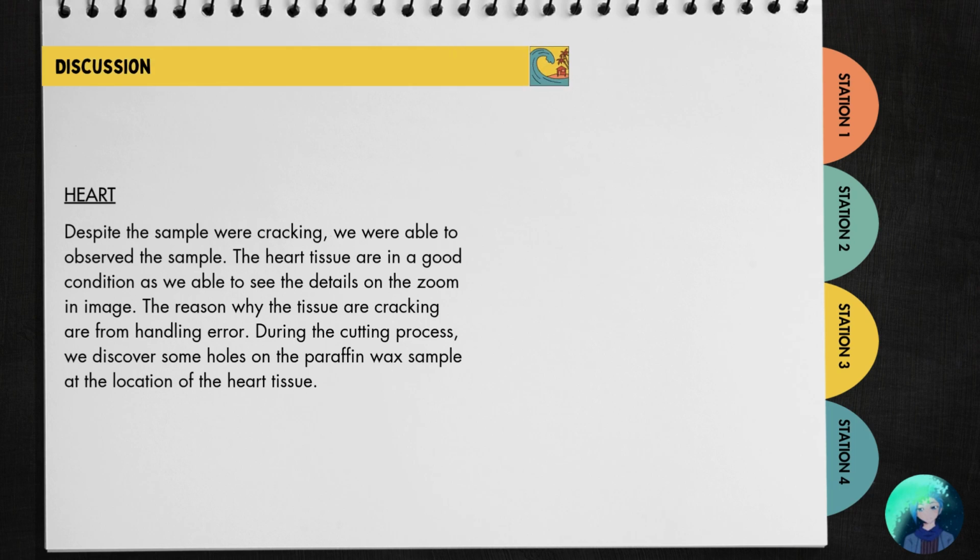Hard tissue. Despite the samples cracking, we were able to observe the samples. The hard tissue is in good condition, as we are able to see detail in the zoomed in image. The reason the tissue is cracking is handling error. During the cutting process, we discovered some holes in the paraffin wax, located at the hard tissue.